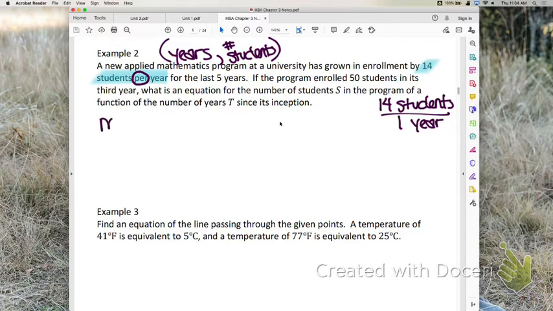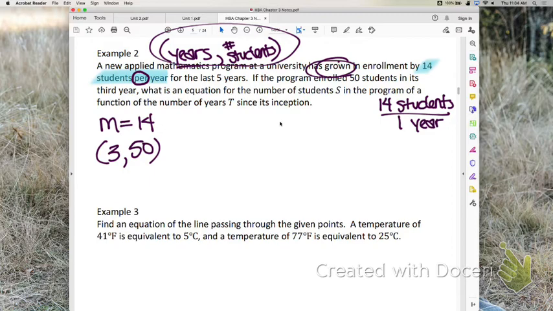Okay? So I'm going to set up. Slope is 14. Is it a positive 14 or is it a negative 14? Positive. Why? What word? Grows. It's getting bigger. Secondly, it tells us the program enrolled 50 students in its 3rd year. All right, so this setup up here is helping me. 3rd year is 3. 50 students is your y.